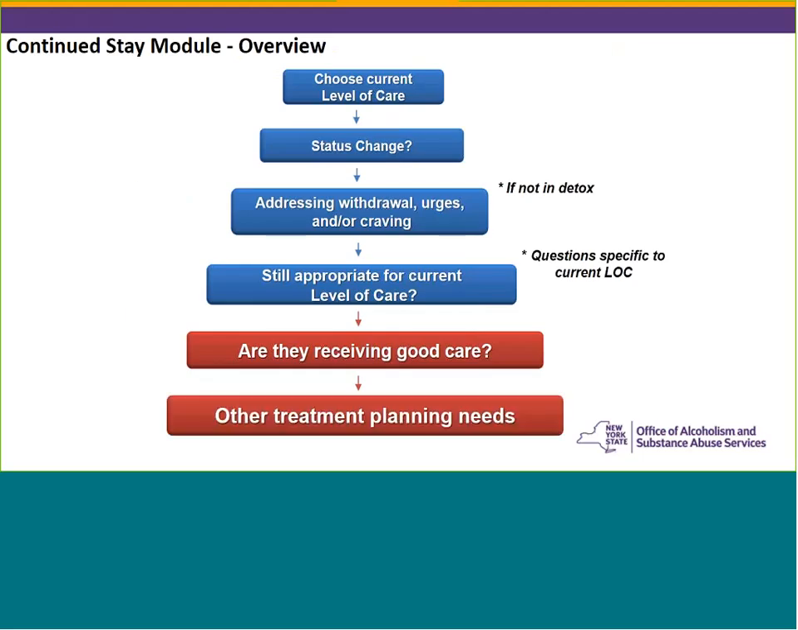Okay. So you'll see that there's some clear flow here in terms of how the tool is set up. Again, we look at the current level of care, whether there's a status change and someone needs a referral to a higher level of care. We recognize the importance of thinking through whether someone is experiencing withdrawal urges and cravings and the importance of addressing those. We then go on to determine if the current level of care is appropriate, and we include questions on good care and treatment planning to help you think through ways that we can improve the quality of the services that we provide and ensure that we're meeting the person's needs.